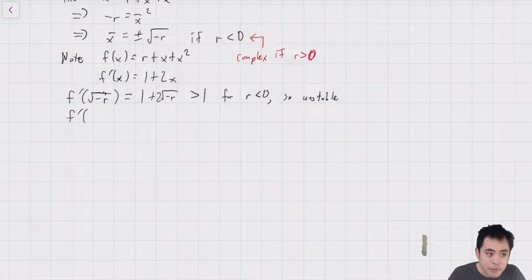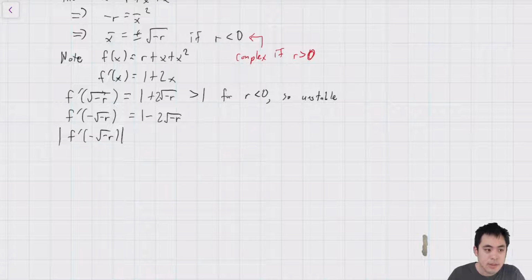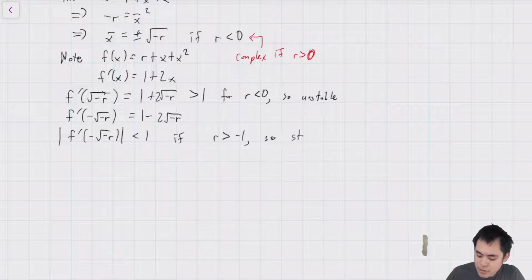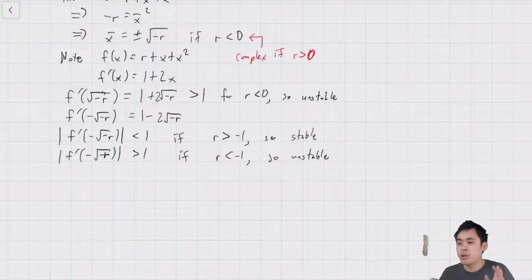And then we also have that f prime of minus the square root of minus r is equal to 1 minus 2 times the square root of minus r, which is a little bit more complicated. So let's take the absolute value of that. So the absolute value of f prime of minus the square root of minus r is less than 1 if r is greater than minus 1, so that's stable. And f prime of minus the square root of minus r is greater than 1 if r is less than minus 1, so unstable. But luckily, we're only looking at the range from minus 1 to 1, and so we don't have to worry about less than minus 1.